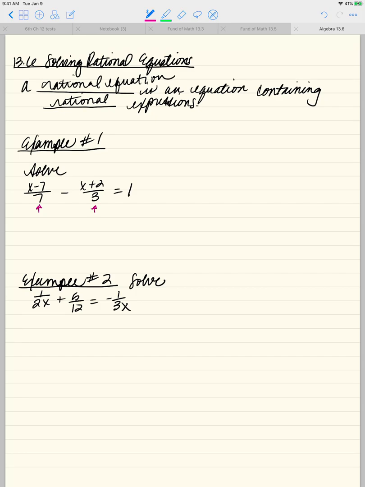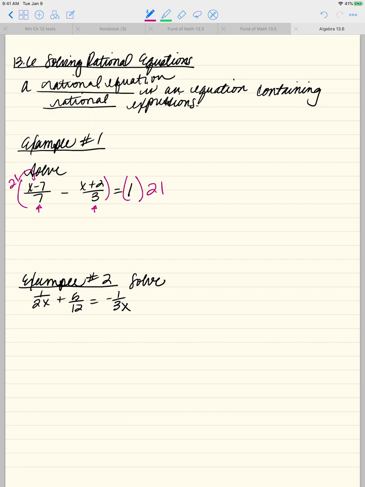So what's our LCD of a set of rational expressions that have 7 in one denominator and 3 in the other? Well, the LCD is going to be 21, 7 times 3. So we're going to multiply both sides of this expression by 21. Why? Well, we're thinking way back to probably chapter 3, where we worked to clear the fractions. Anytime we can clear a fraction, we make our lives easier, right?